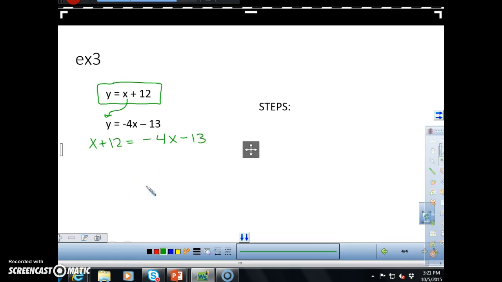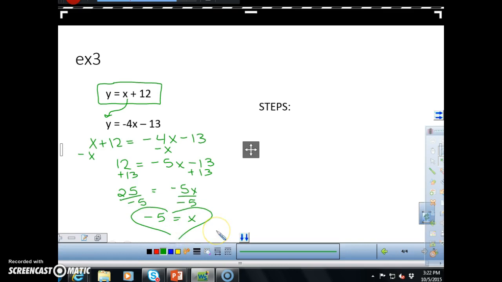So it's kind of like just taking the two equations and setting them equal to each other. And then we solve for x. Okay, we can subtract the x. That's fine. So we have 12, negative 5x minus 13. Add 13. 25, divide. So x equals negative 5.